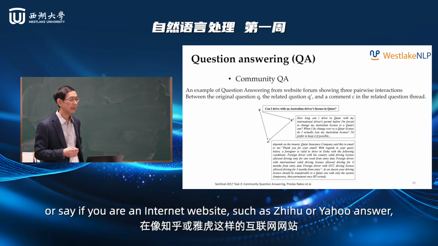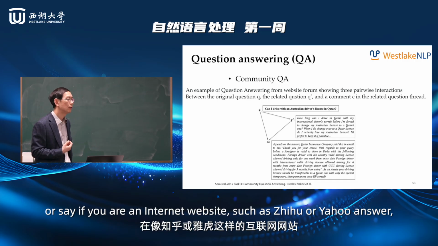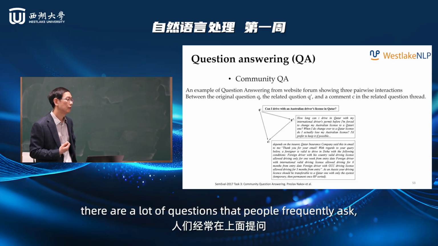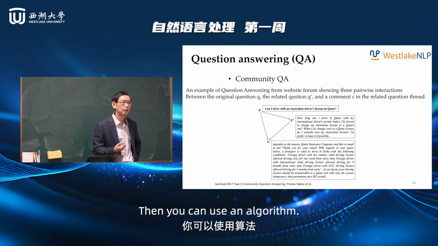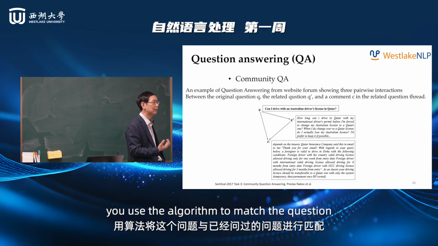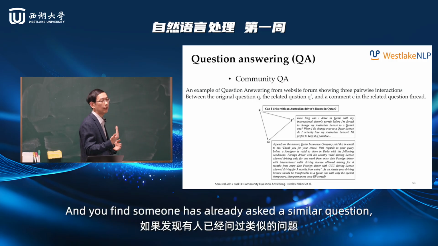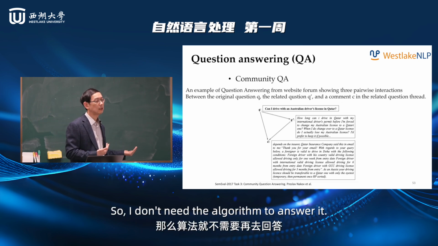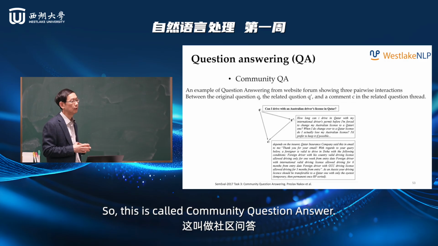Or say, if you are an internet website such as Zhihu or Yahoo Answers, there are a lot of questions that people frequently ask, which forms a community. Then you can use an algorithm, right? When you have a question, you use the algorithm to match the question to some of the questions people already asked. And you find someone has already asked a similar question and people have answered it, so I don't need the algorithm to answer it. It needs only to retrieve the relevant answer. So this is called community question answering.